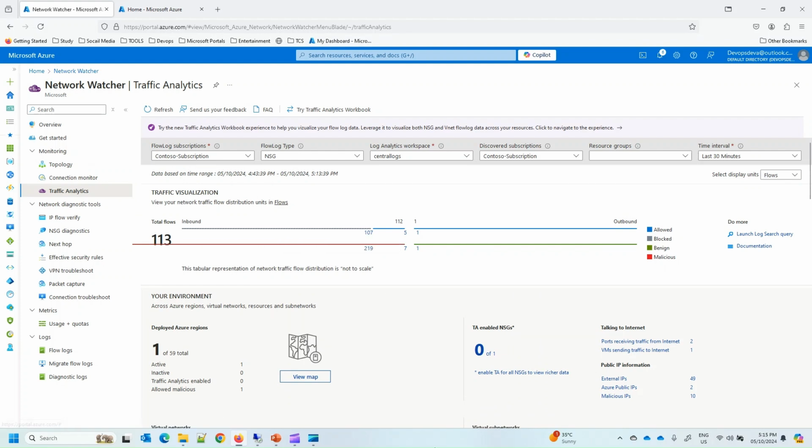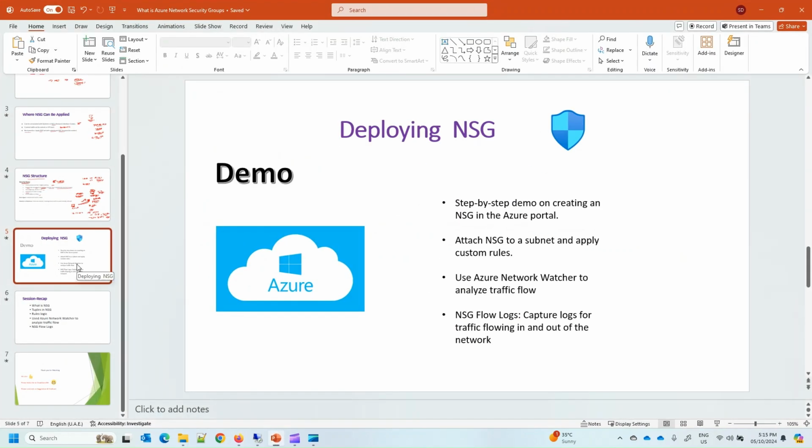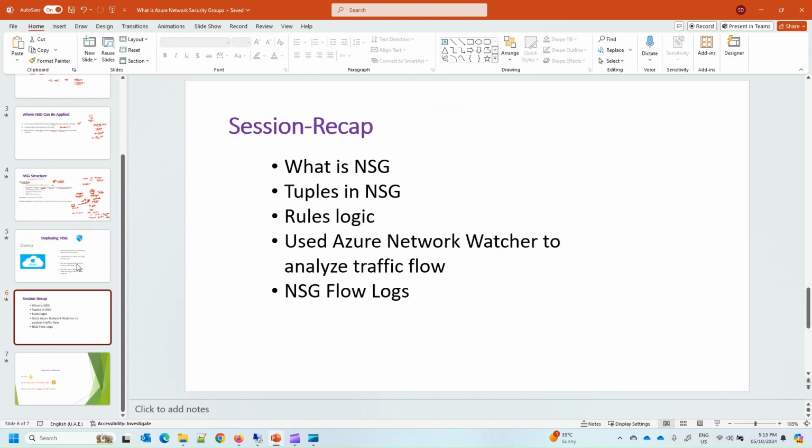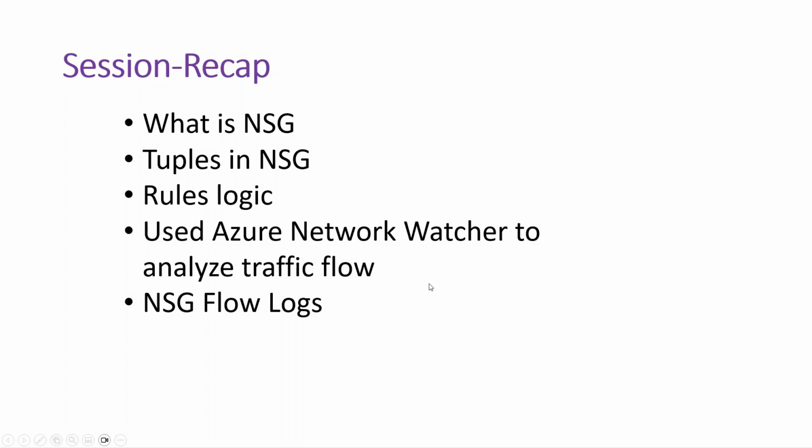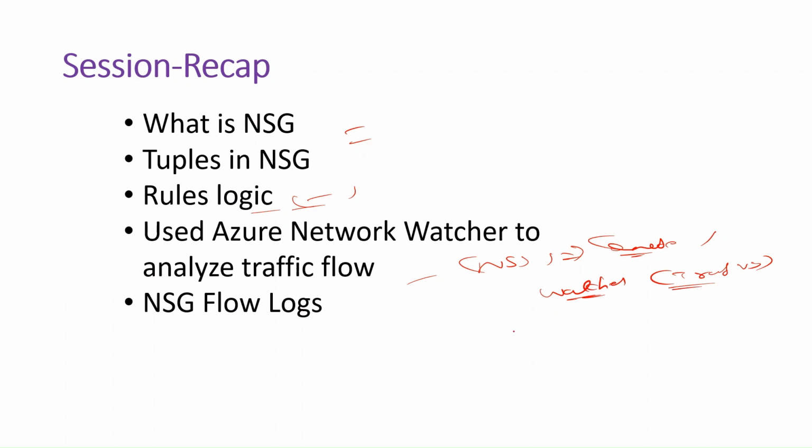So I think this lecture has given you all some insight on how the NSG is working. When we come to the session recap, we have seen what is NSG, how the tuples or the rules logic is working, how to set up NSG rules, and how to use Network Watcher. Just go to the NSG, enable the diagnostic settings, and once you come to the Network Watcher service, you can enable traffic visualization, and then you can watch the real-time traffic. And also we have seen about the NSG flows.